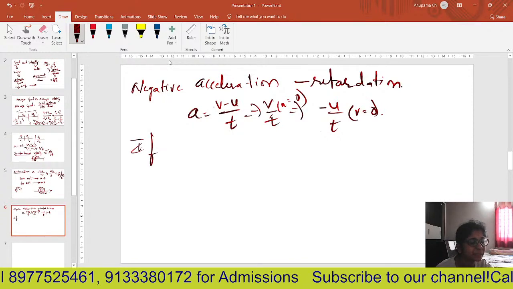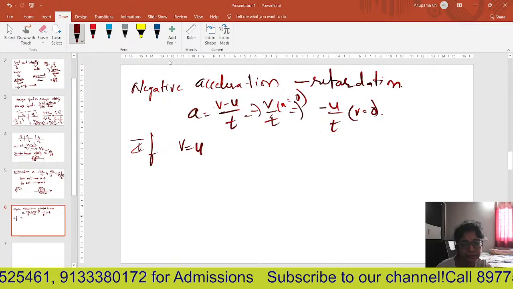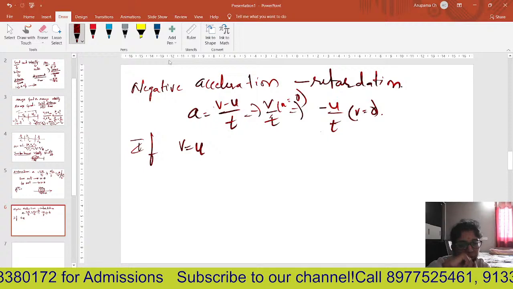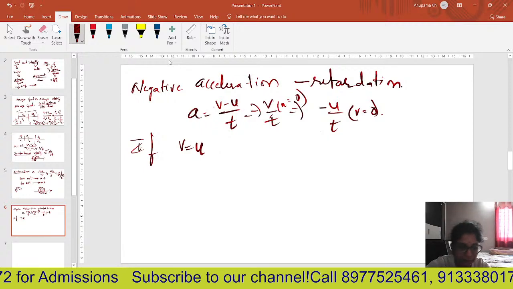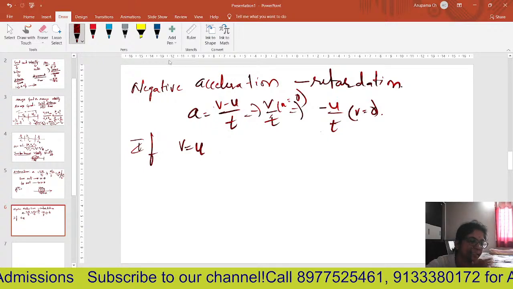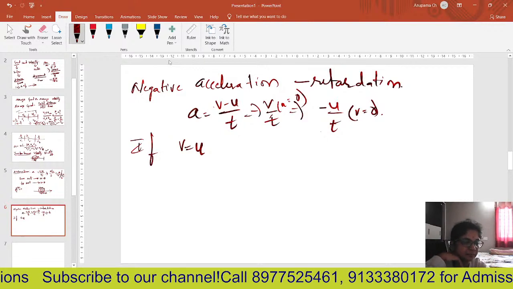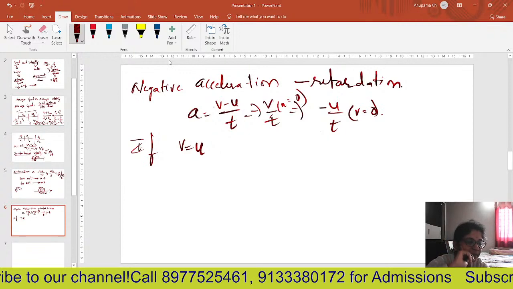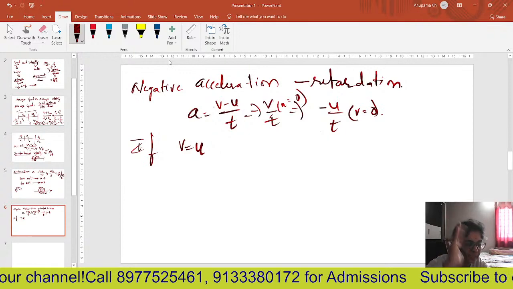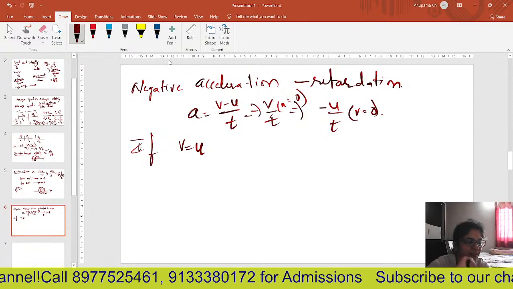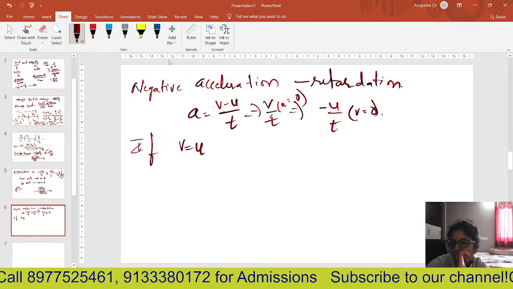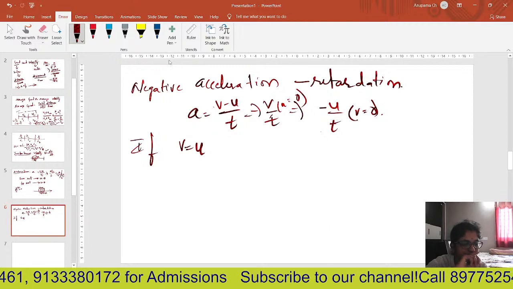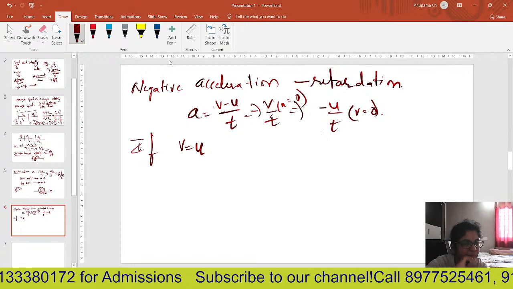What happens if a body is traveling with equal velocity? Means at every point the body's velocity is same. Then what happens at that point? If v and u are same, what happens? Can you tell me? I want the answers. Respond. If v and u are same, what happens to the acceleration?